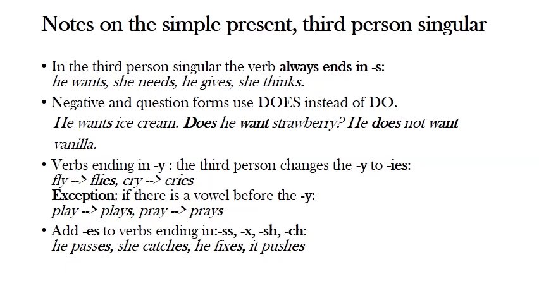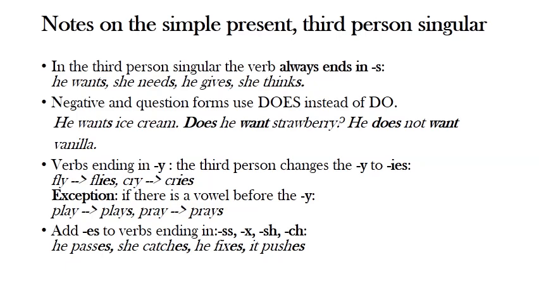Some examples: he wants ice cream. Does he want strawberry? He does not want vanilla. In these example sentences, the first one is affirmative, the second one is interrogative, and the third one is negative. You will notice that in the interrogative sentence and in the negative sentence, since we are using does instead of do, therefore we are not using S with the first form of the verb, which is want.